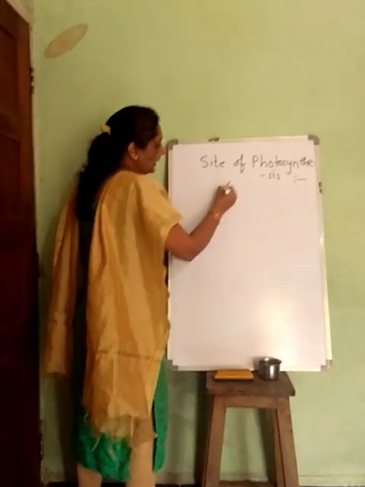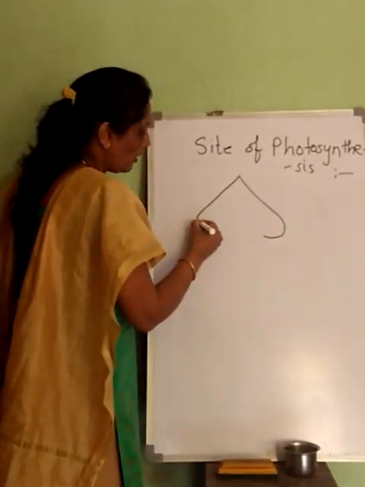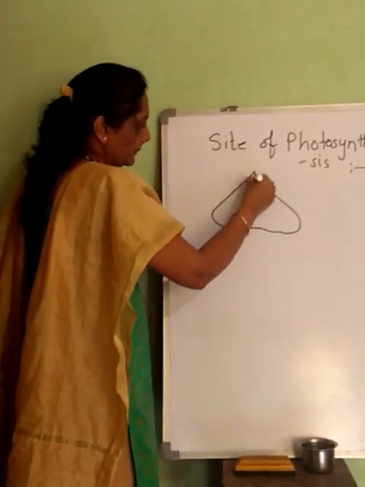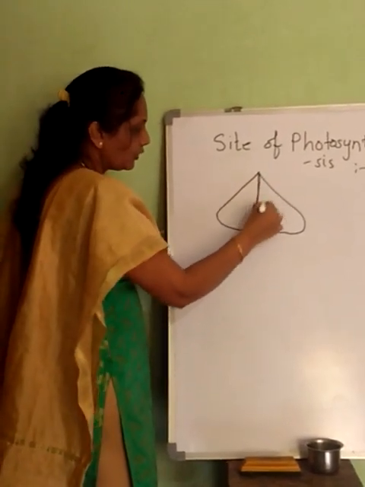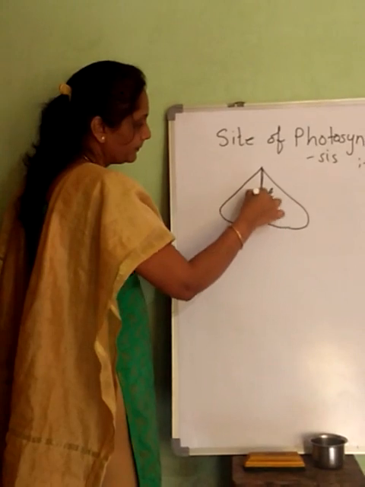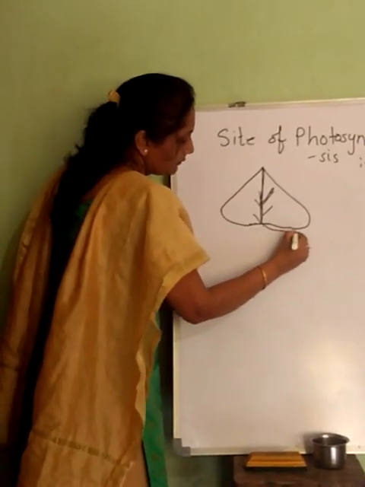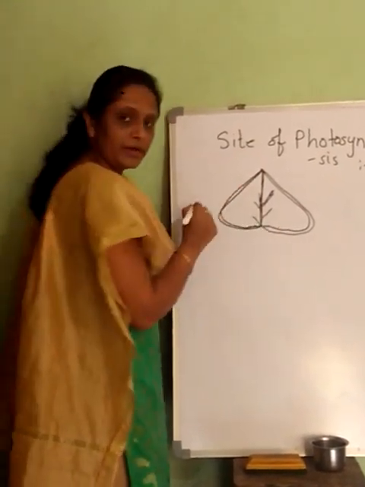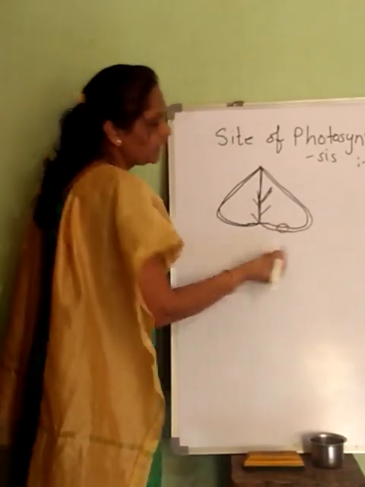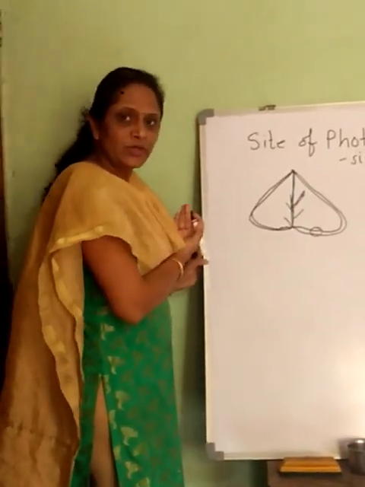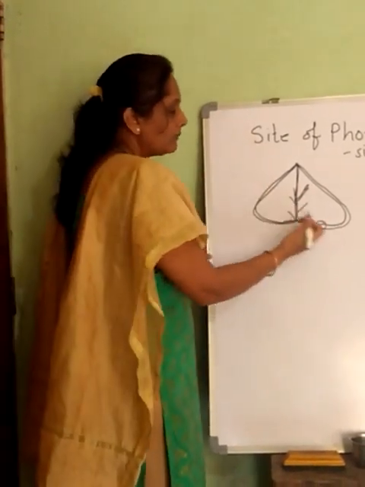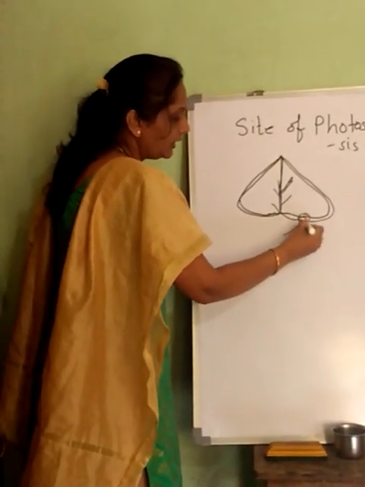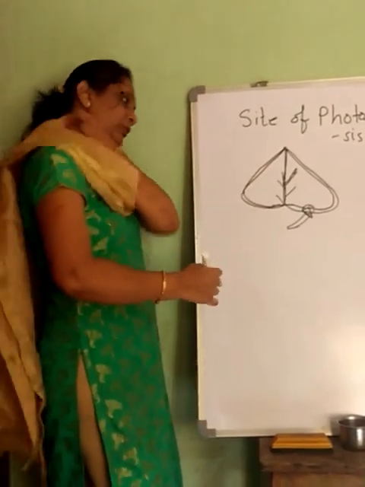So here, if I take a cut section of a plant leaf, this is the margin, this is the midrib, and from the marginal section, if I take a transverse section of the leaf and enlarge it, it will look like this, which I am going to draw now.